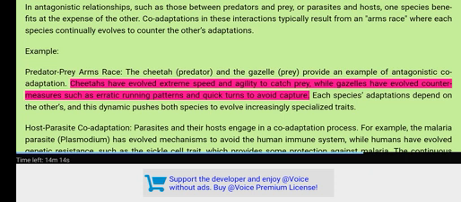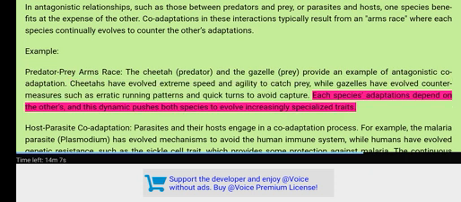Cheetahs have evolved extreme speed and agility to catch prey, while gazelles have evolved countermeasures such as erratic running patterns and quick turns to avoid capture. Each species' adaptations depend on the others, and this dynamic pushes both species to evolve increasingly specialized traits.